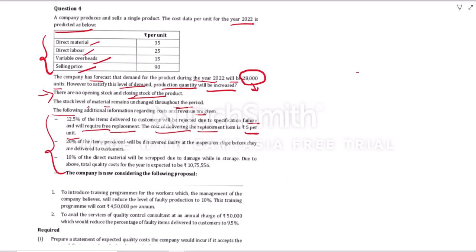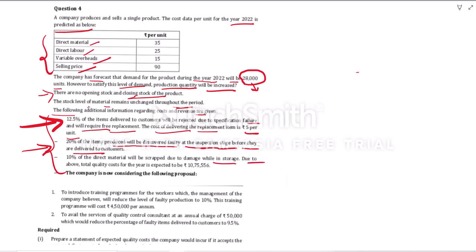20% of items produced will be discovered faulty at the inspection stage before they are delivered to the customers. See, the first one is after delivery to the customers, the customer will find the defects. Second, what they have given, the second point, they will find themselves at the inspection stage. It means some defective products will be found at this stage, which is the internal failure cost. 10% of direct materials will be scrapped due to the damage while in storage.